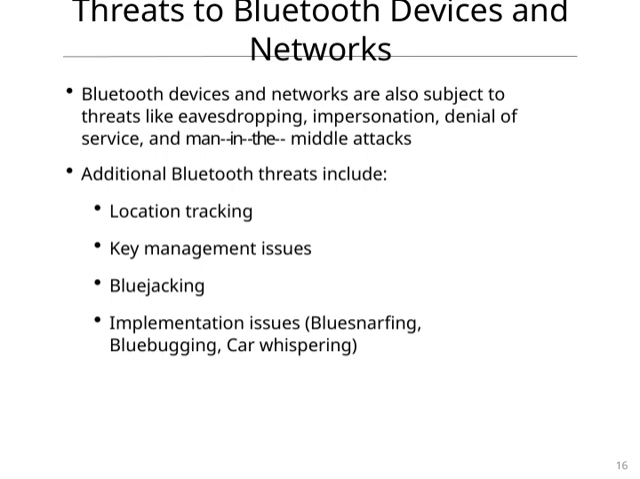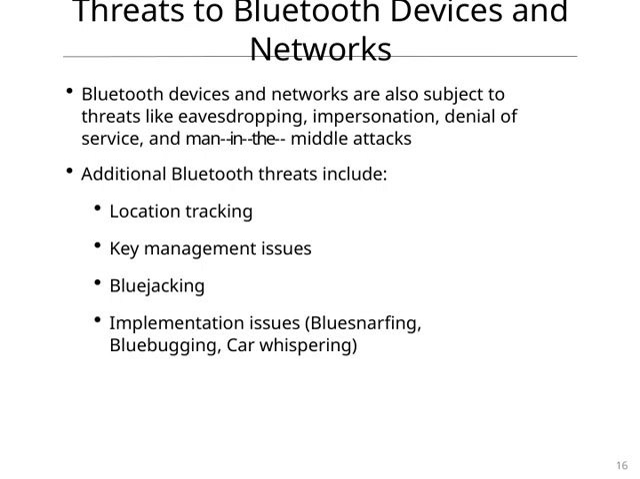Location tracking is a concern, as attackers can potentially track your device's movement over time, compromising your privacy. Key management issues also pose risks, especially if encryption keys are not handled securely, making it easier for attackers to break into networks or devices. There are more specific threats like bluejacking, which involves sending unsolicited messages to Bluetooth devices, often as a prank or scam. Implementation issues such as bluesnarfing and bluebugging are more serious.